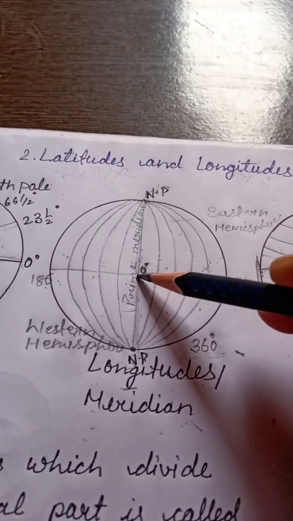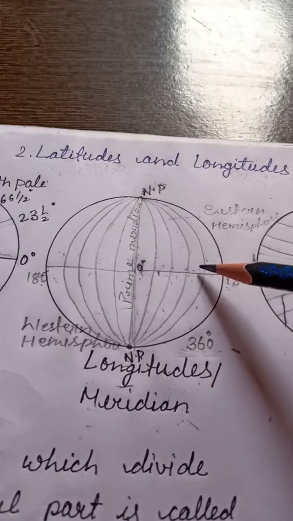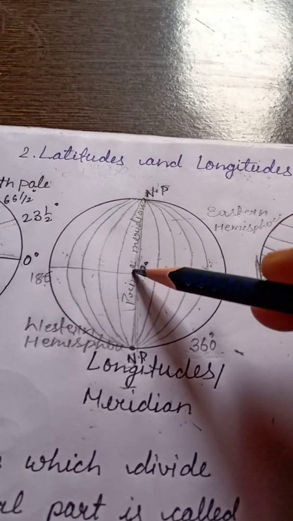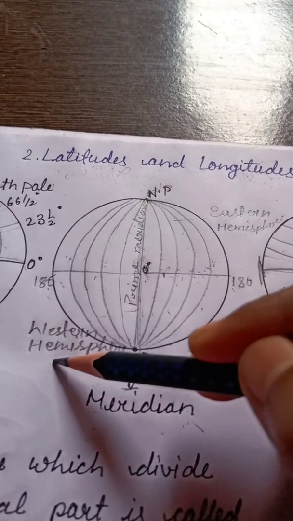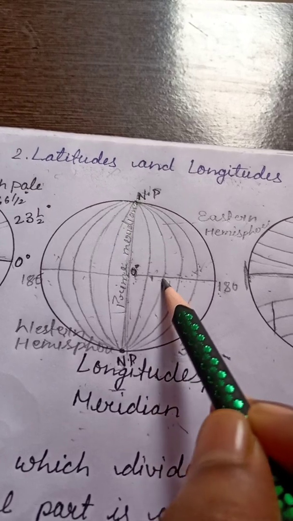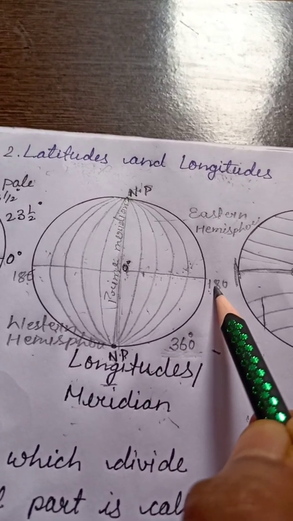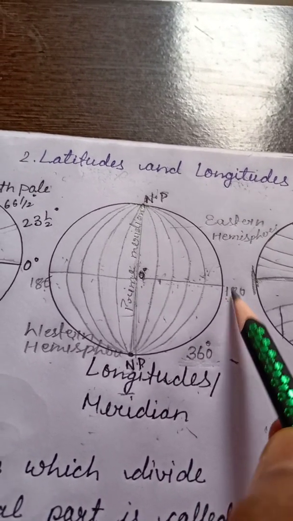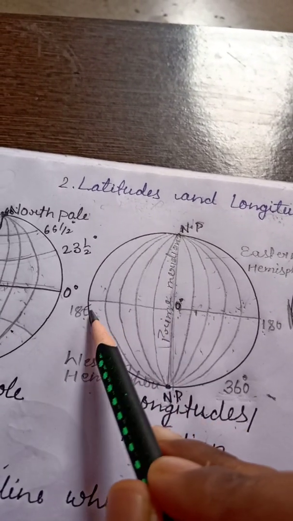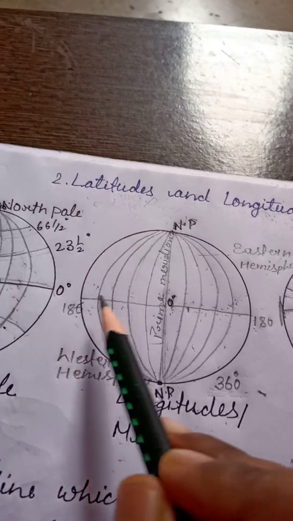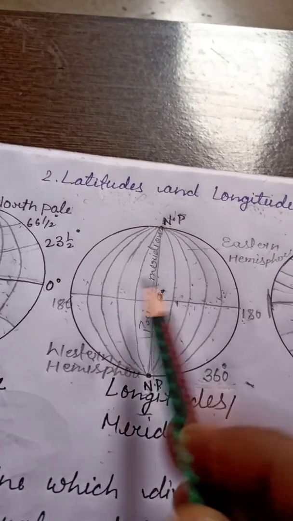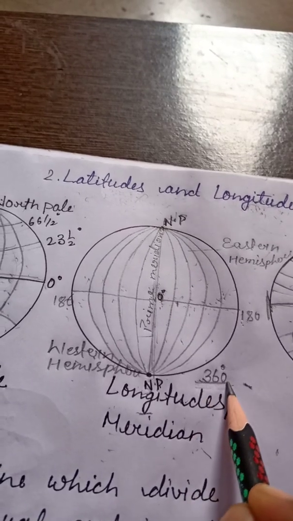And the prime meridian divides the earth into the eastern hemisphere and the western hemisphere. I have written here eastern hemisphere and western hemisphere. From 0, 1, 2, 3, we will go up to 180 in the eastern hemisphere, and in the same way we will go in the western side, 0 up to 180. So 180 lines on this side and 180 lines on this side will become 360 lines.